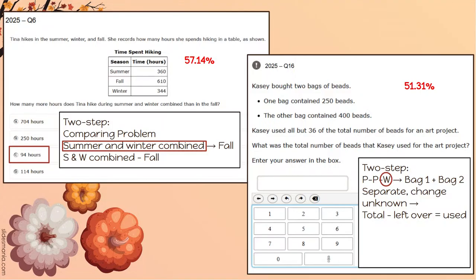So we have the total number of beads. Part of that are the beads that she used for the art project. The other part are the beads that she had left over. So first we have to get the total number of beads by adding bag 1 and bag 2. So that's a part whole problem where we're missing the whole. And then we have to separate 36 of those beads out to see what's left over. So we have 2 completely different problem structures happening within this one problem, and it's a text entry.